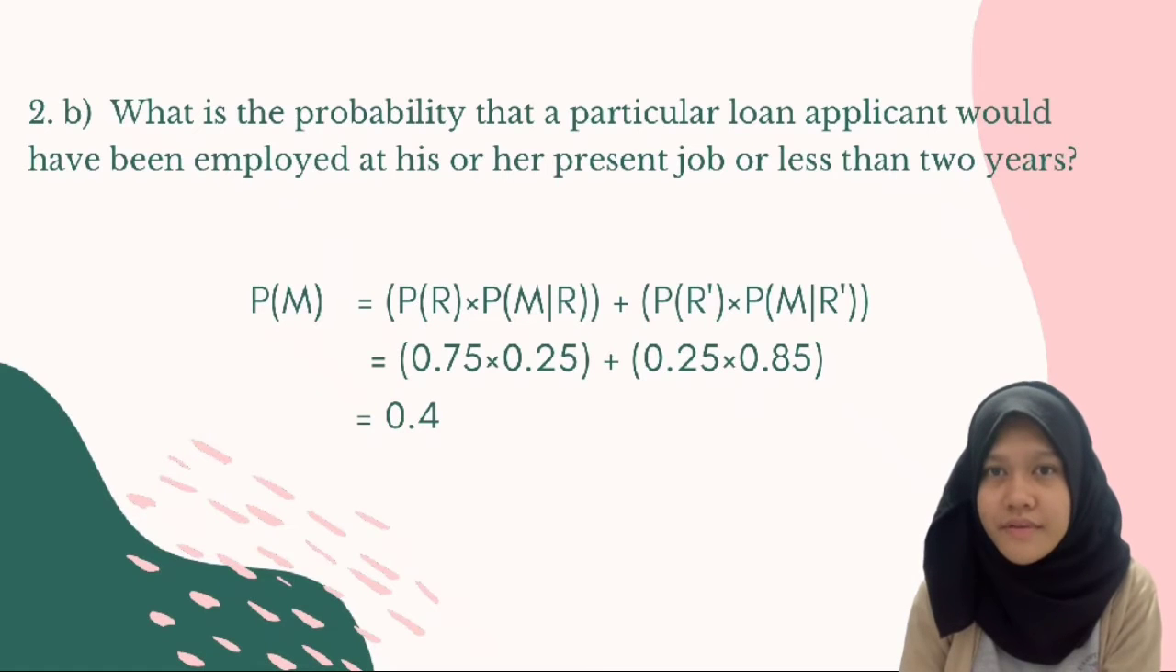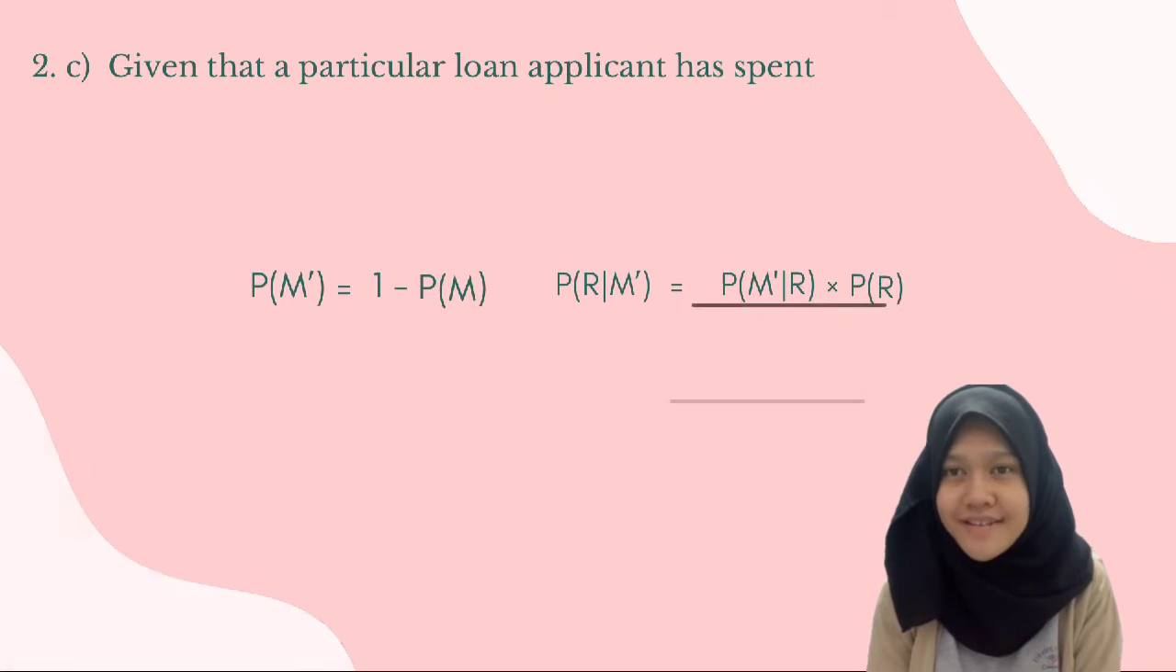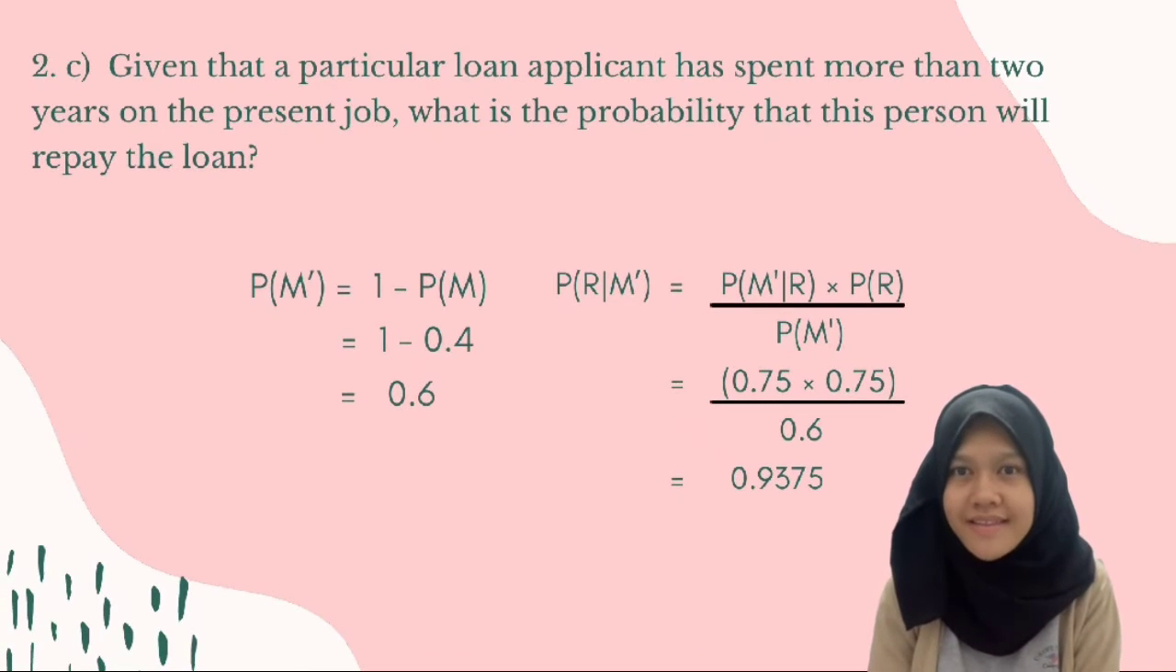After that, we'll add both of the answers together and we will get the probability of PM, which is 0.4. Lastly, for question 2c, we'll need to find the probability of an applicant that has been employed for more than 2 years and that they will repay the loan.